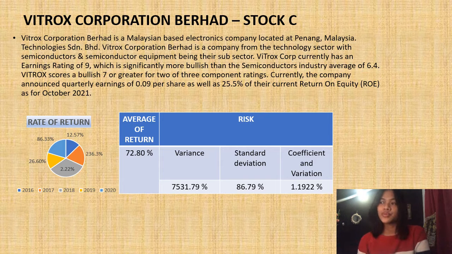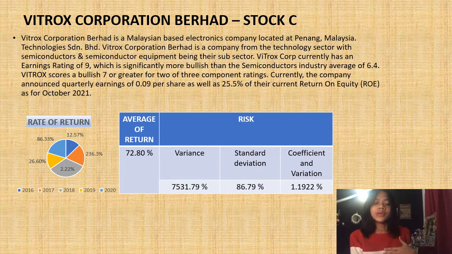Hey, it's me again. Now we're going to proceed to the next stock, which is stock C. The company that we chose for stock C is Vitrox Corporation Berhad. Vitrox Corporation Berhad is a Malaysian-based electronics company located at Penang, Malaysia. It is a company from the technology sector, with semiconductors and semiconductors equipment being their sub-sectors.